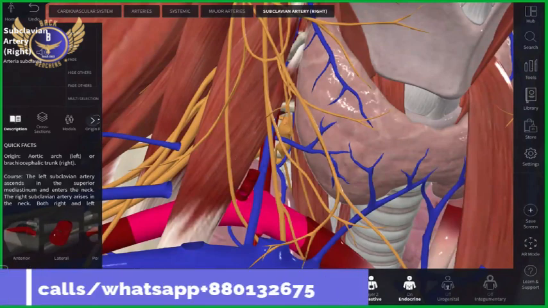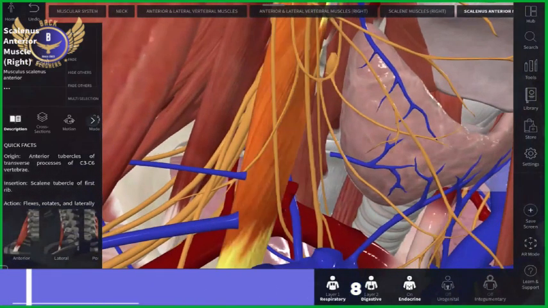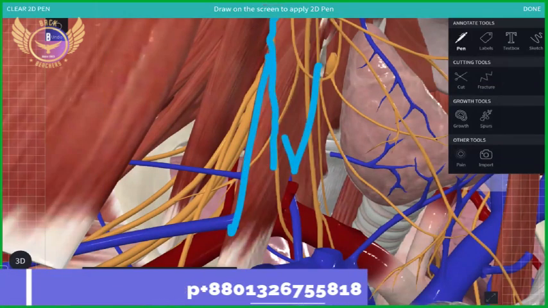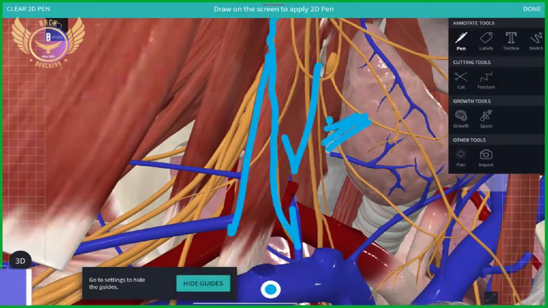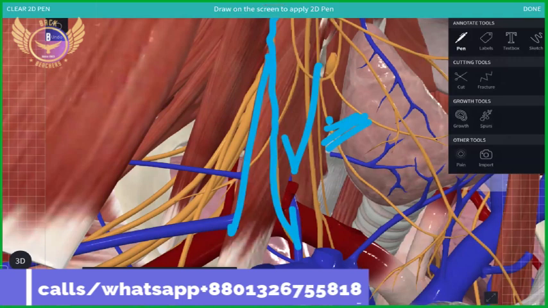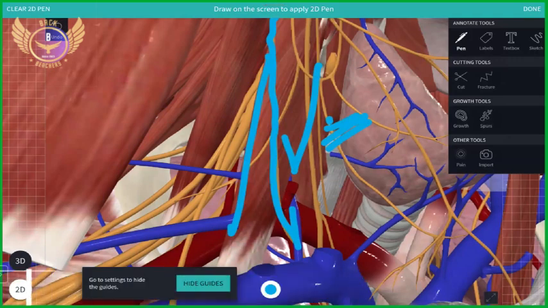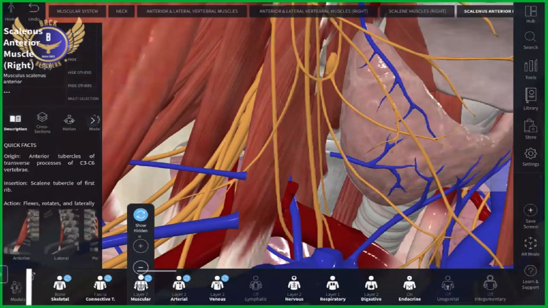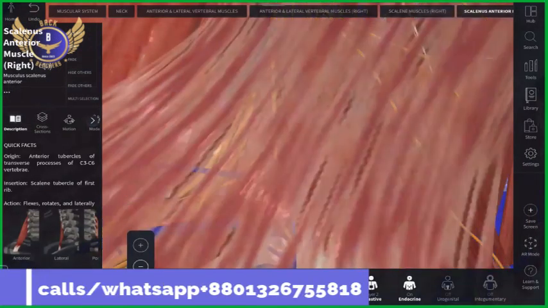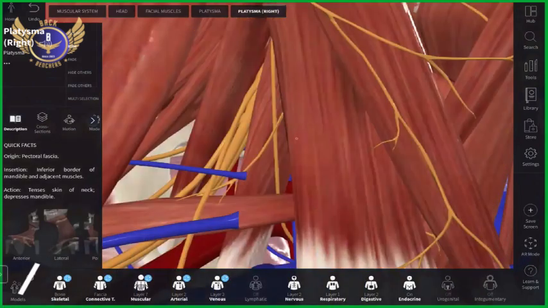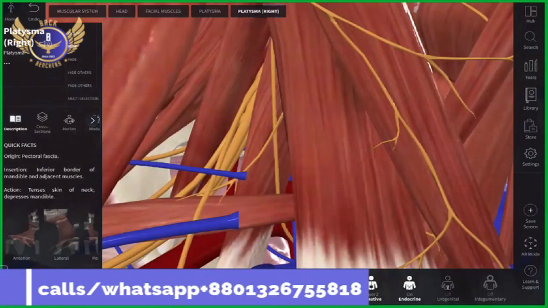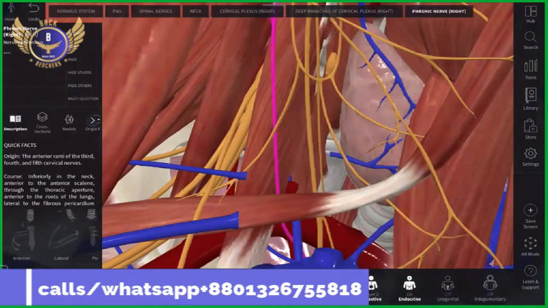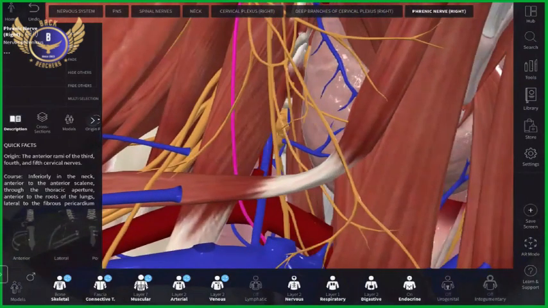Now, see, over the scalenus anterior belly, we have a nerve. All these nerves you see are above some other muscles. We have removed those muscles, that's why these are looking like this. If we add those muscles, you will see these are above those muscles. See, these are the nerves. This is our sternocleidomastoid, and this one is our phrenic nerve.